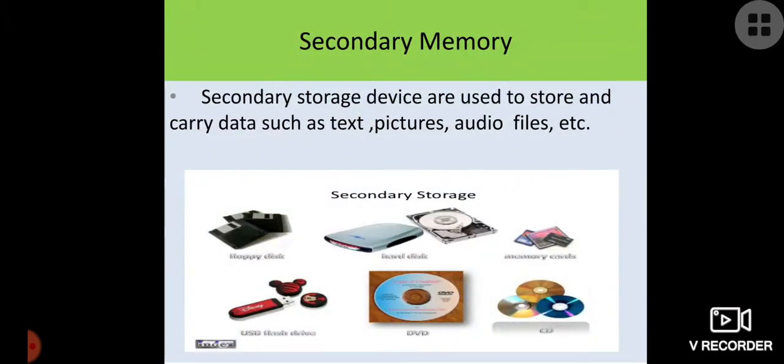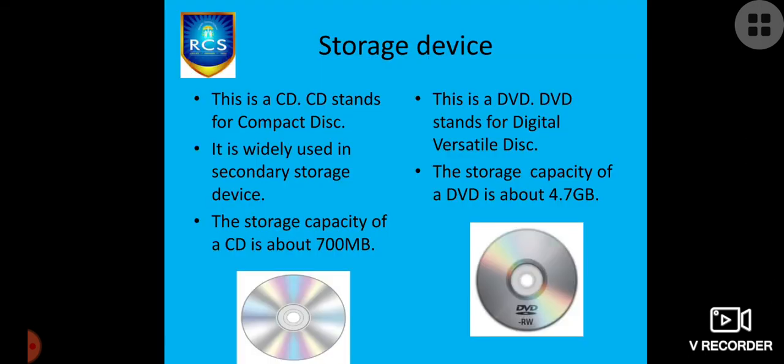Next one is secondary memory. Secondary storage devices are used to store and carry data such as text, pictures, audio files, video files, etc. Some examples are CD, DVD, hard disk, memory card, pen drive, floppy disk.